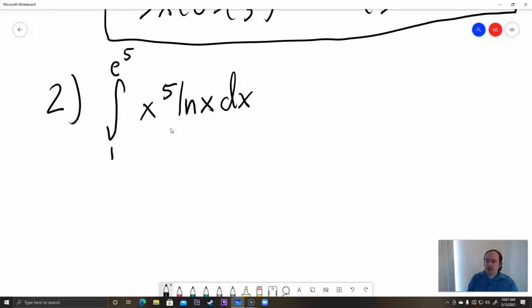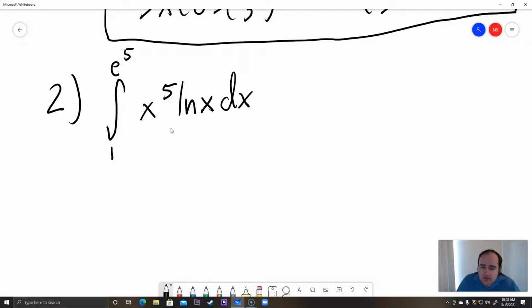So what do we want to let u be, and what do we want to let dv be? Well, you want to let u be something that's going to simplify, and let dv be something that you can take the integral of. Here, I would say we want to let u equal ln of x, and dv equal x to the fifth dx. Because then u is easy to take the derivative of. The derivative of ln of x is 1 over x. And dv is something easy to take the integral of, so v is going to be x to the 6 divided by 6.